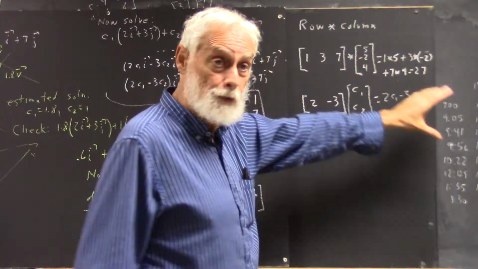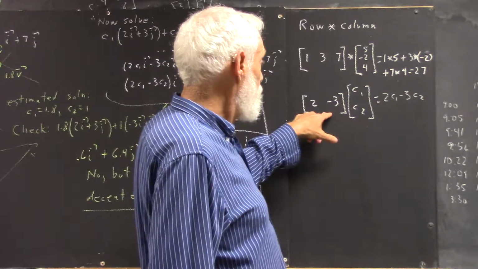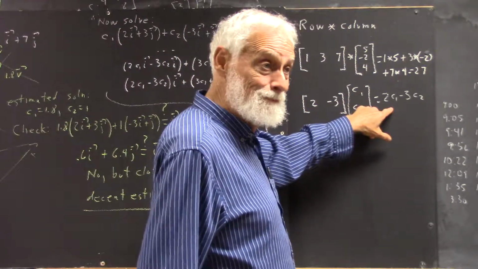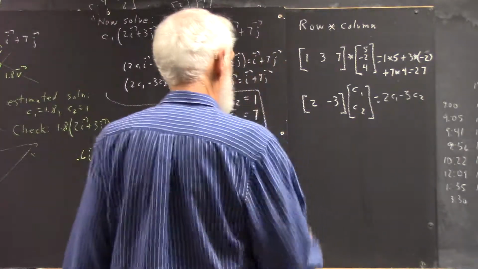Then I posed this question, and I think everybody got it. Okay? The row 2, negative 3 times the column C1, C2 is 2 times C1 minus 3 times C2. Okay? Now I'm going to go a little further.